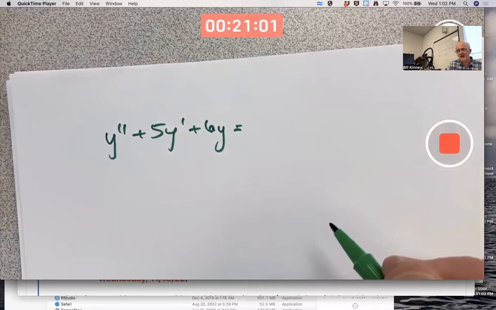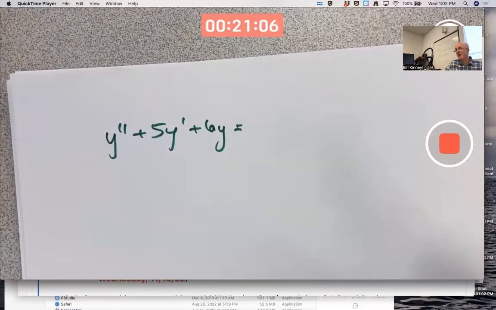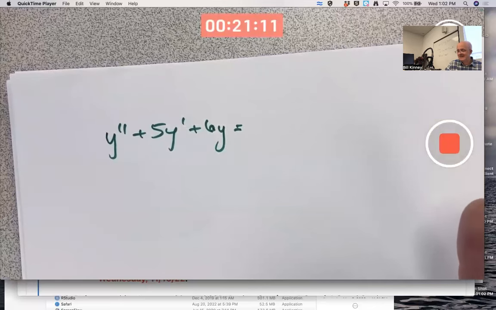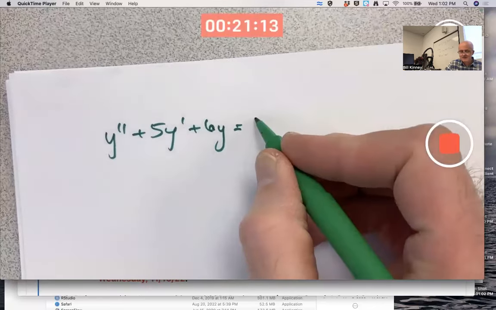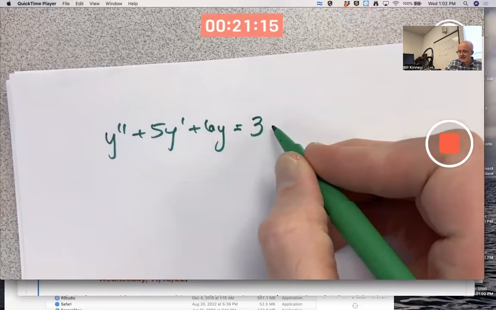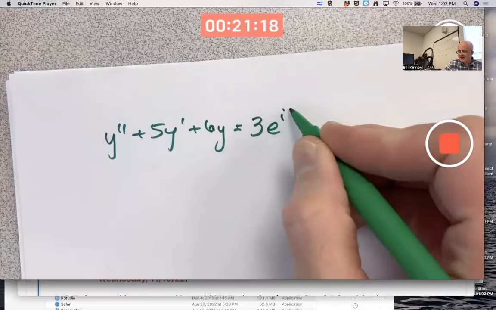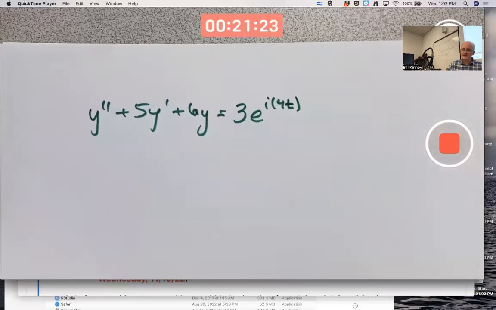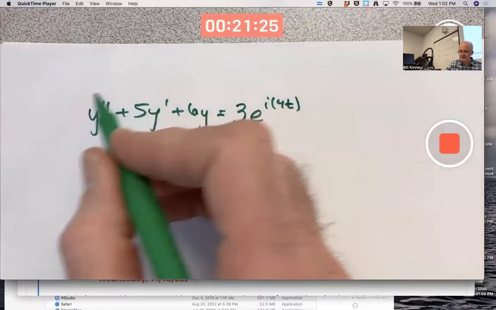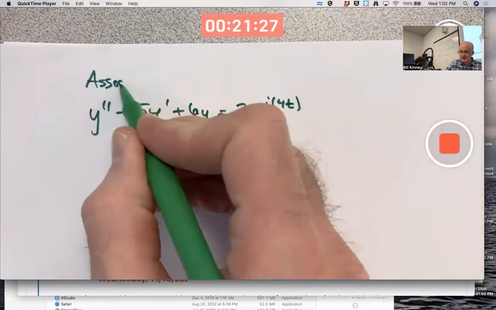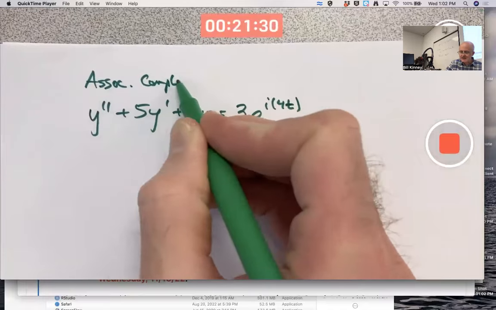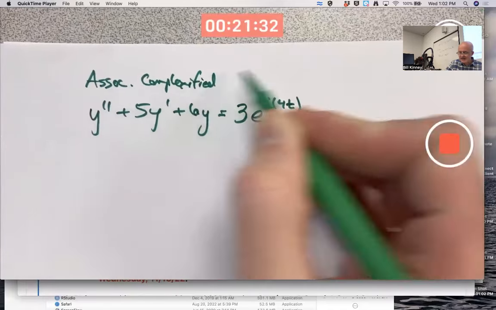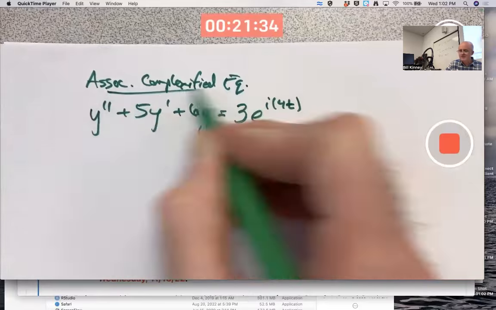Well, there's lots of complex quantities that would have 3 cos 4t as the real part. I could just make anything be the imaginary part. However, it turns out to be a good idea to make the right side be this, 3e^(i(4t)). That's called the associated complexified equation. It is a new equation. It's not the same as the original equation.